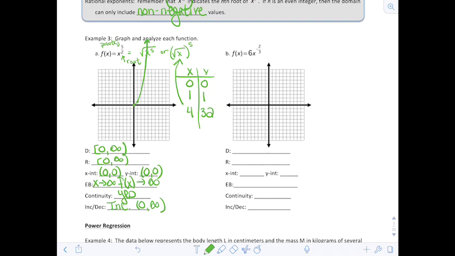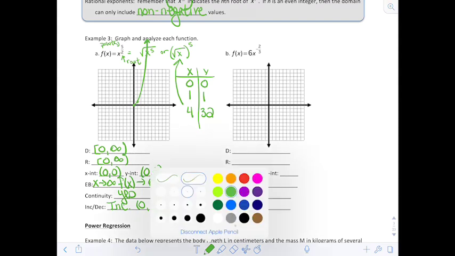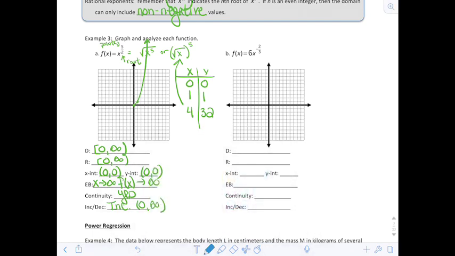Okay, so let's look at example B. We have 6x to the negative 2/3 power. Now as I look at this, keeping in mind what the negative does, that's going to take it to the bottom, 6 over x to the positive 2/3 power. And I am going to rewrite this with a radical, 6 over the cubed root of x squared, or I can write it, whichever is more convenient as you're plugging in your values, 6 over the cubed root of x, and then I can square that afterwards.